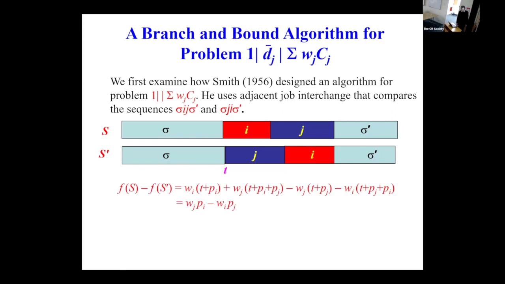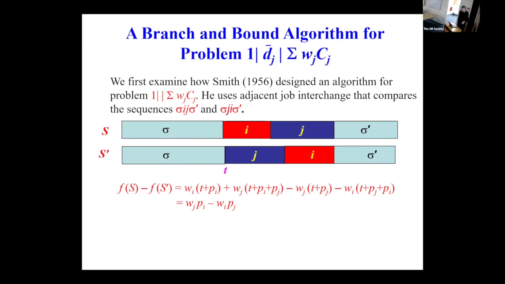So I'm going to work out the objective function value for S minus the objective function value for S prime. As I said, the sigma and sigma prime components don't count. They cancel each other out in this calculation. So the first two terms on the right-hand side: the first term, T plus PI, is the completion time of job I, multiplied by its weight. And T plus PI plus PJ is the completion time of job J, and that's multiplied by its weight. And we're subtracting from that the corresponding values for the sequence S prime.